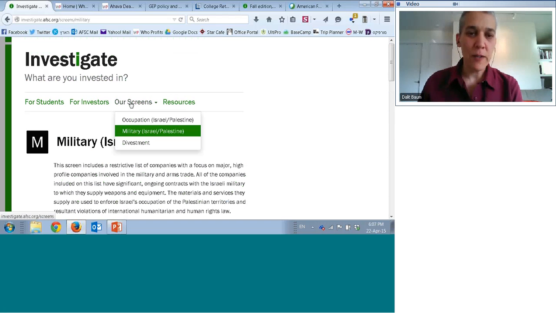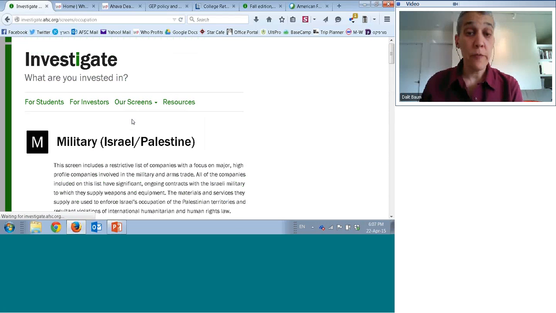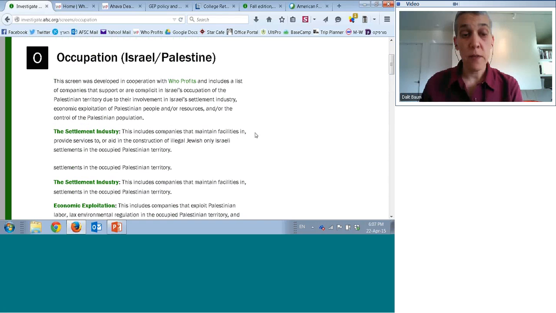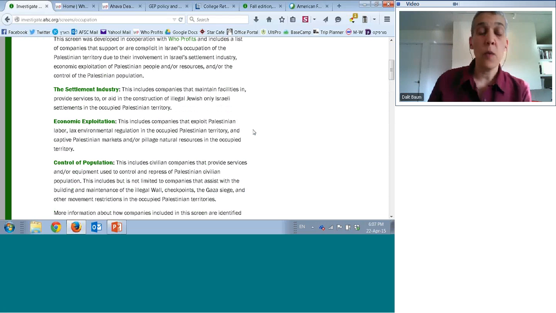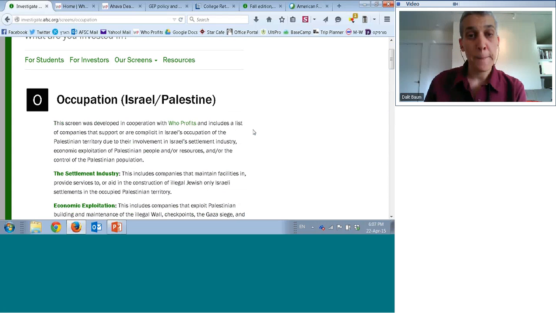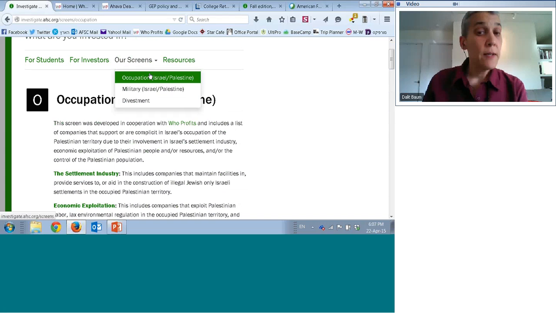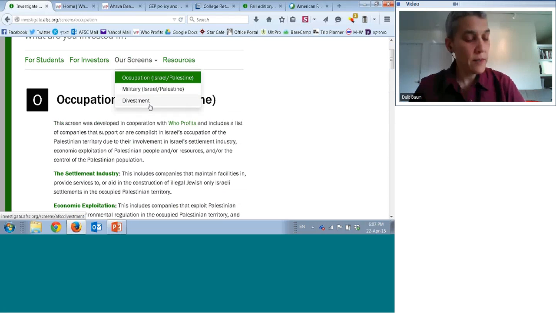So one last word about our screen. You see here occupation. The occupation screen is based on whoprofits.org. You have the explanation here of what it covers. You can find more explanations in the original on whoprofits.org. We have just added to these companies information about investor activism and what investors could do, and links to campaigns whenever possible, and so on. Then the military screen, which I've just shown you. And then we have divestment that I will delay for a moment and talk about next.